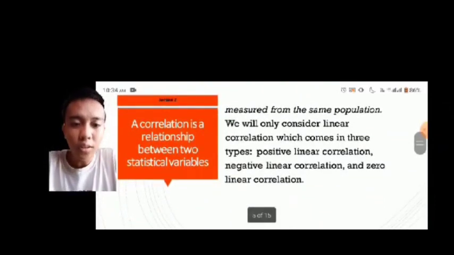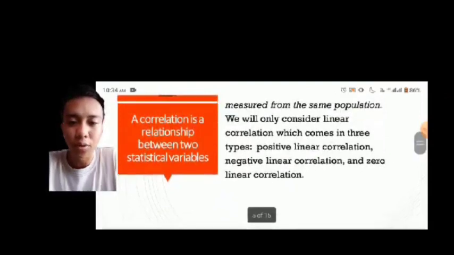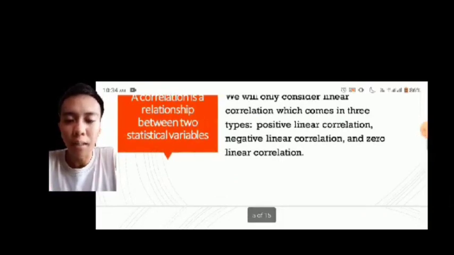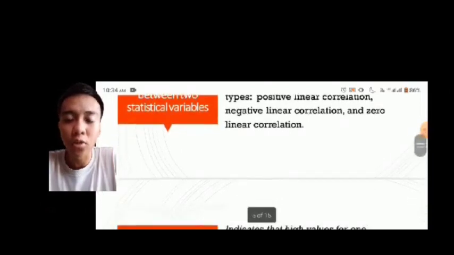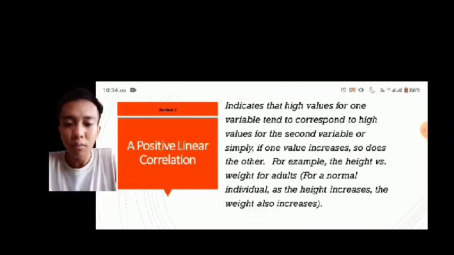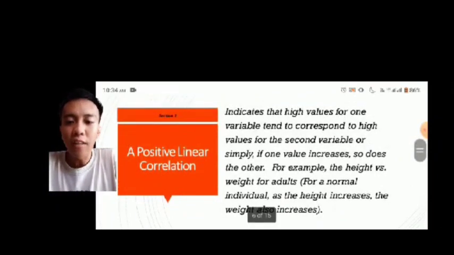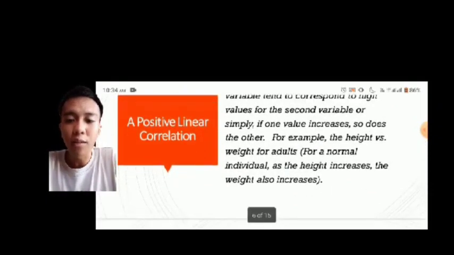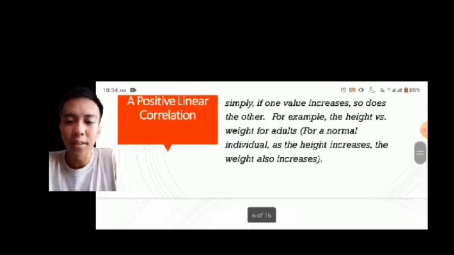A correlation is a relationship between two statistical variables. We only consider linear correlation, which comes in three types: positive linear correlation, negative linear correlation, and zero linear correlation. The positive linear correlation indicates that high values for one variable tend to correspond to high values for the second variable, or simply, if one variable increases, the other increases. For example, height versus weight: it increases for a normal individual, and the weight also.